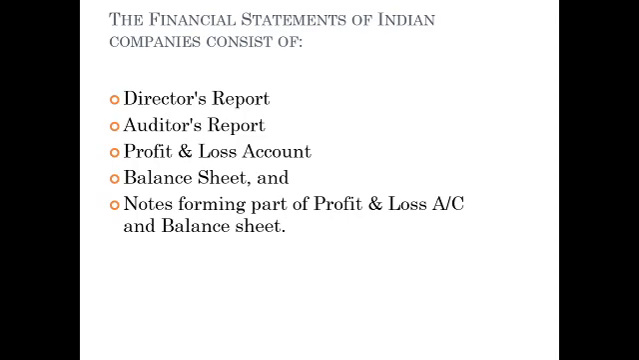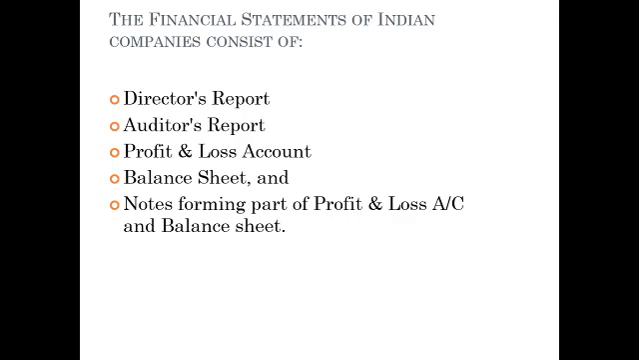He will present at the time of the AGM: auditors reports, profit and loss account, balance sheet, and finally the notes forming part of the profit and loss account and balance sheet. So when you prepare the final accounts as per the revised format in a vertical format, the final accounts will be prepared with the notes.